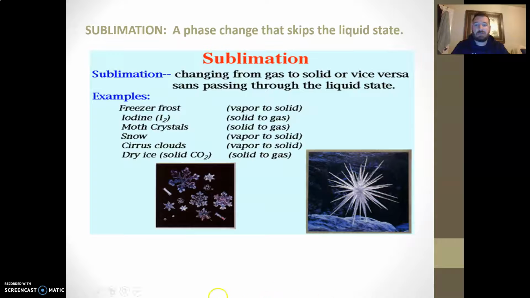Some other examples would be moth crystals. If you ever have some clothing in storage and you put some mothballs in there to make sure that nothing's going to happen to your clothing, it goes straight from a solid to a gas, and that gas prevents moths from being attracted to your clothing. Dry ice is another perfect example. If we set some dry ice out on your desk, it would disappear over the course of a class period, but no puddle will be left behind.